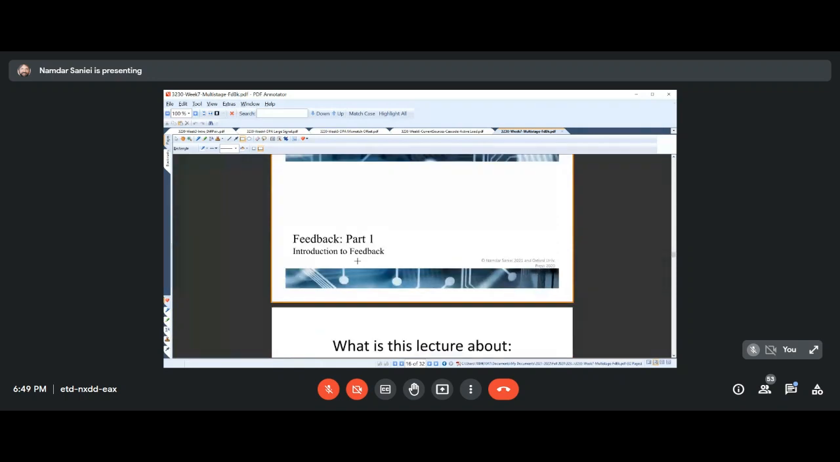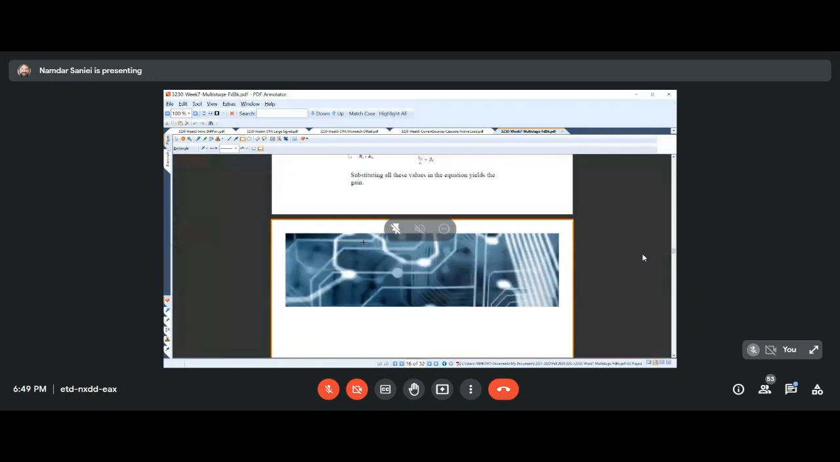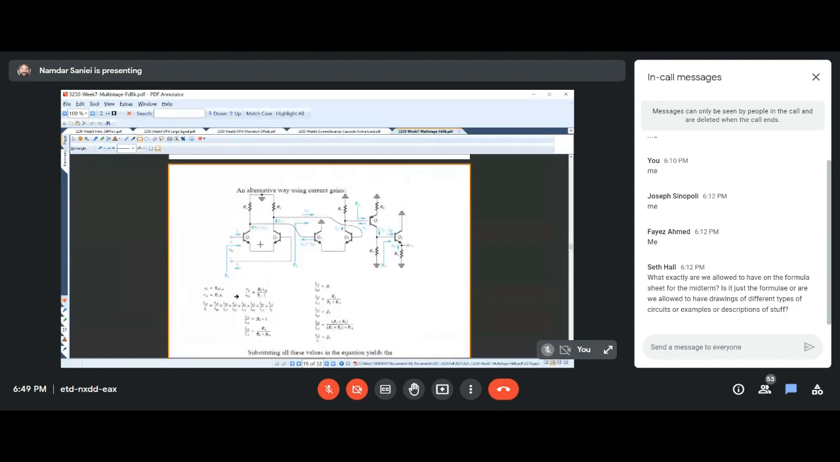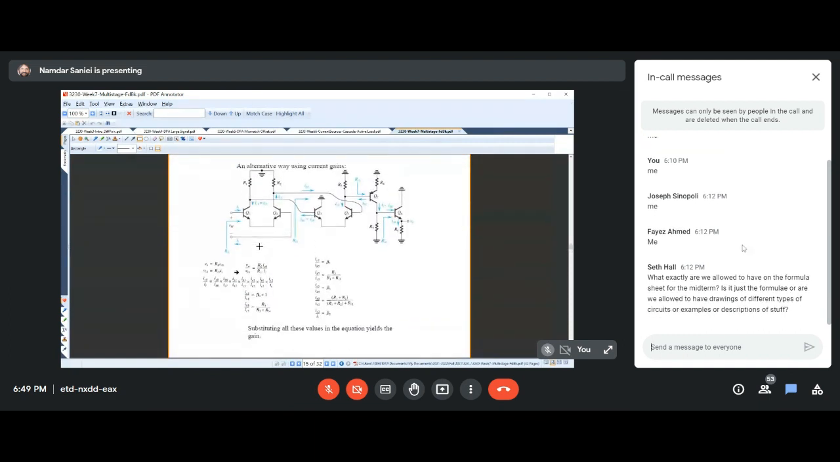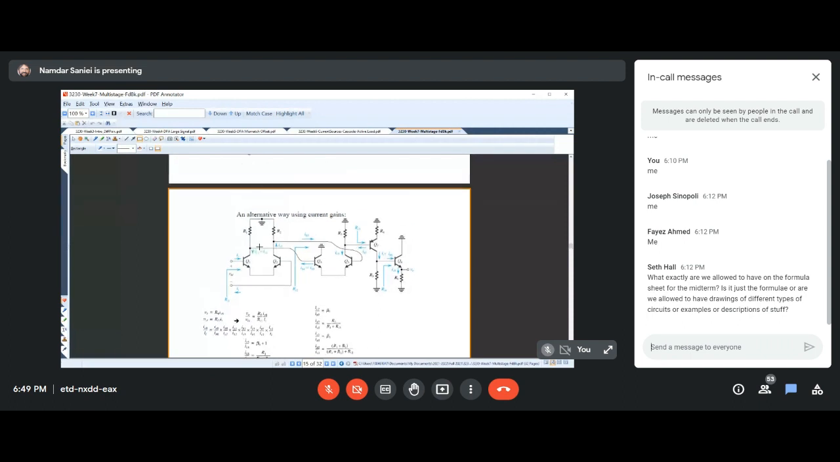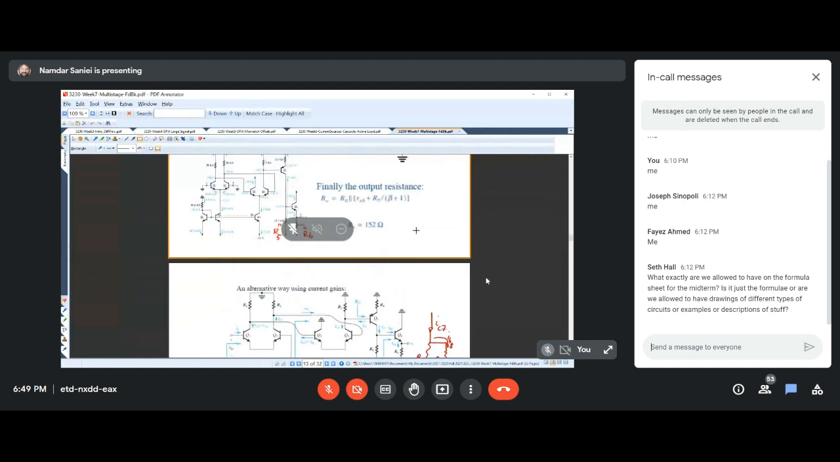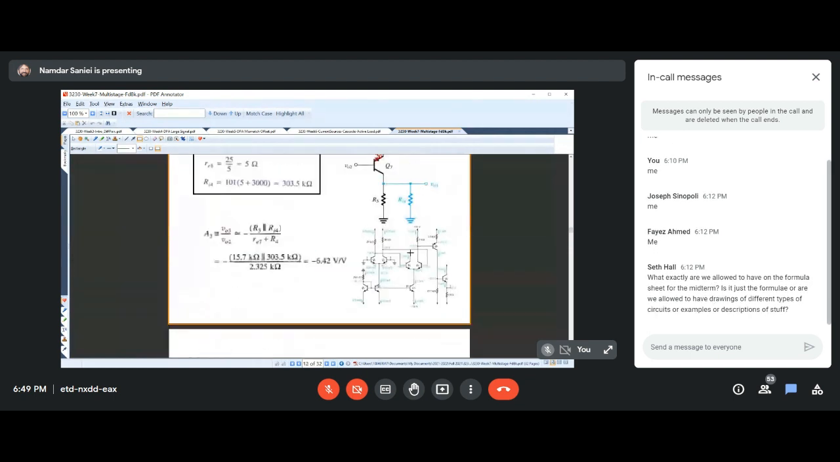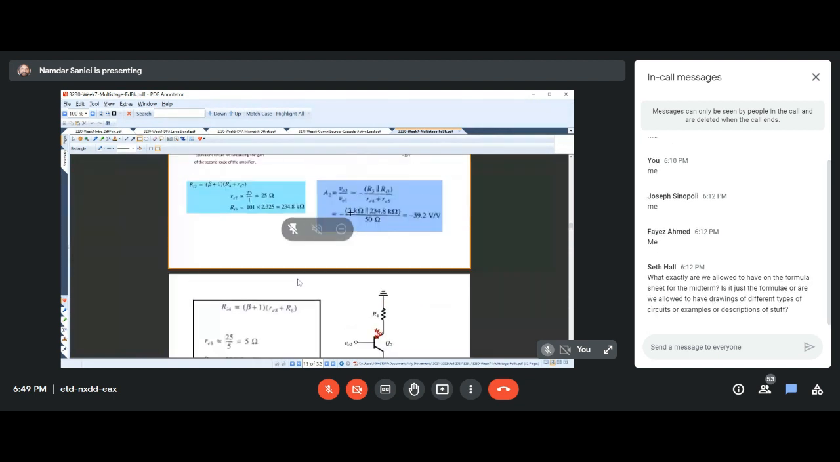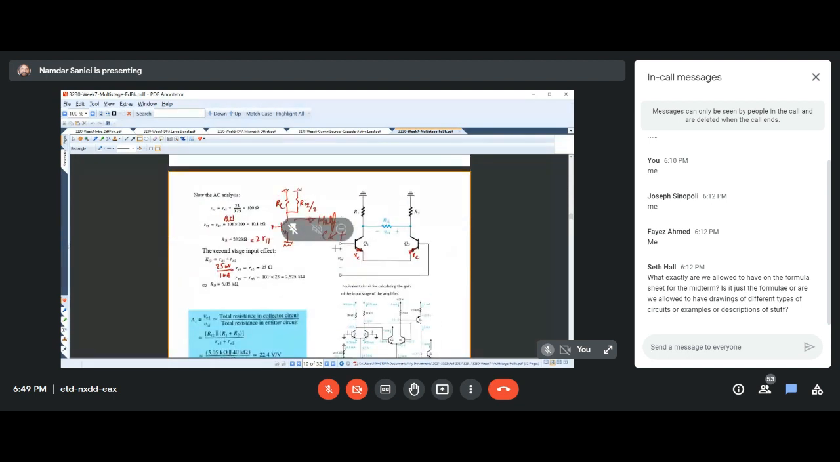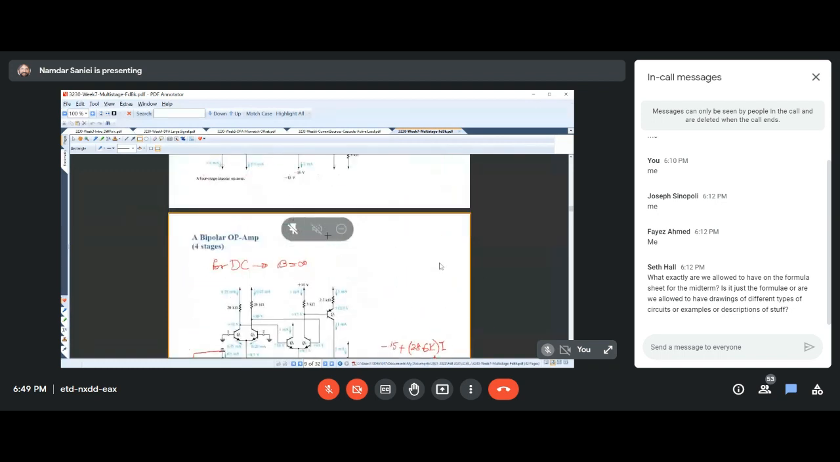And then we went to feedback, and feedback is not a part of the midterm, so I'm not going to go over that. But from the beginning to the multi-stage amplifier is going to be on the midterm, with the exception of numerical questions about Miller theorem, cascode, differential pair amplifiers, and differential pair amplifiers with active loads. Okay?